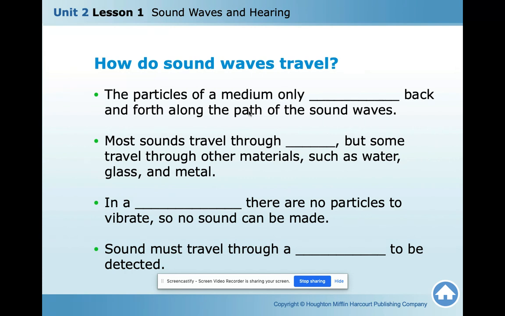In a vacuum, there are no particles to vibrate, so no sound can be made. And I'm not talking about your vacuum cleaner at home. I'm talking about a vacuum where there's no air, no matter in there. And the big example of that is space. Space is composed of a vacuum. So you cannot hear out in space because there are no particles to vibrate back and forth. Sound must travel through a medium to be detected. If there's no medium, then there will be no sound.